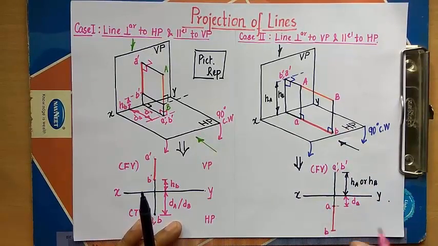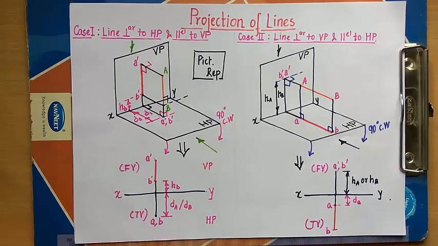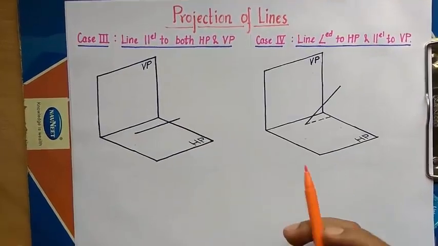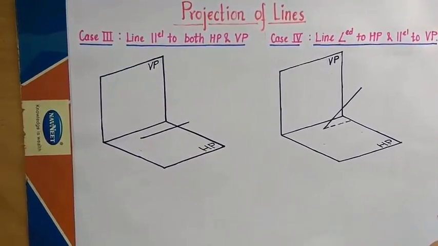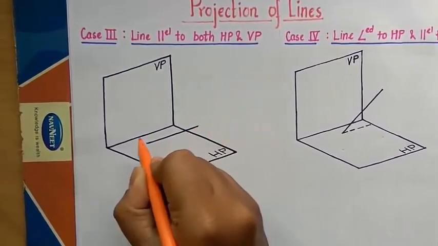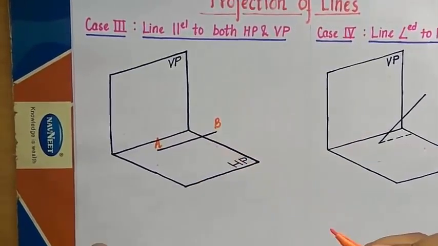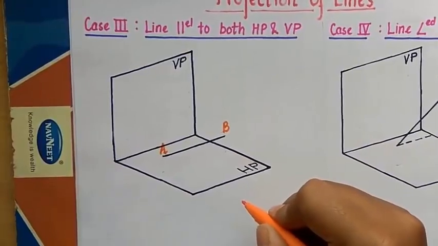So this is the front view for a line which is perpendicular to VP and parallel to HP, and this over here is the top view. Okay guys, so this was case number 2, and now we'll deal with case number 3, where I'll be showing you a line which is parallel to both HP as well as VP. So in case number 3, we have this line parallel to both the horizontal plane as well as the vertical plane. Let us say that this is our line and the endpoints are named A and B, and now we need to look at this line in two different ways.